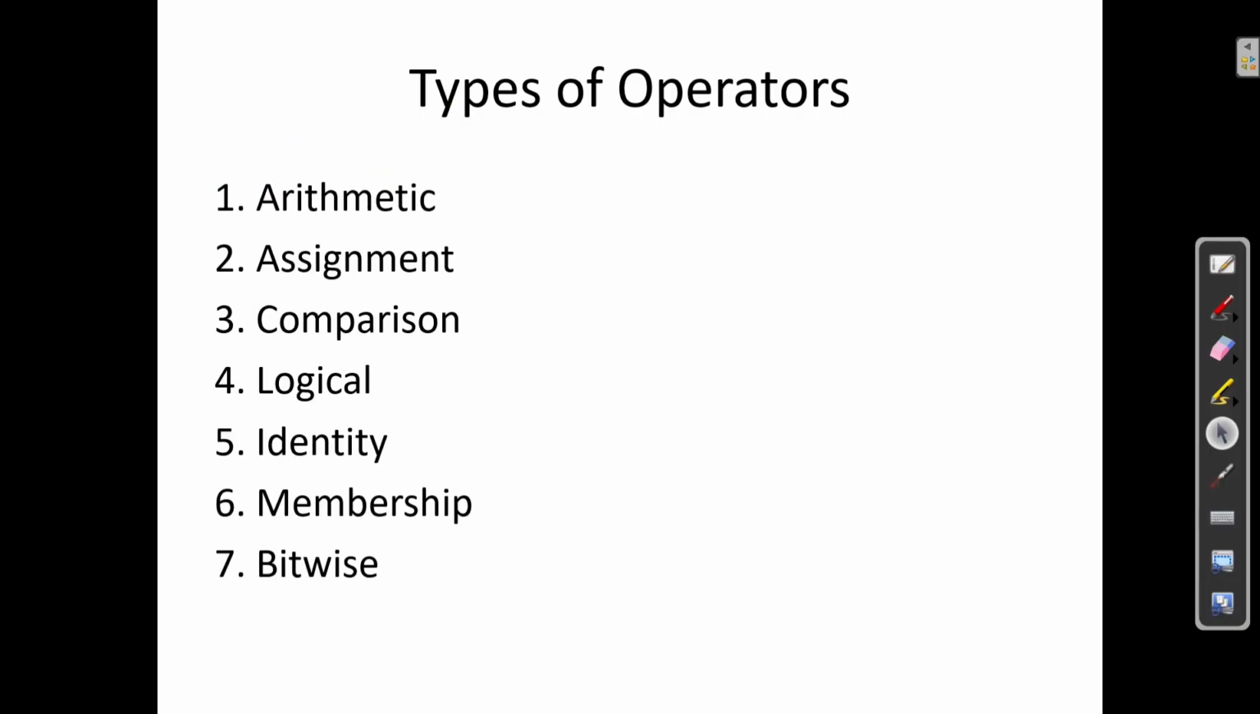As I said, in Python we don't need only mathematical calculations. We need many more things, like comparing something, assigning something, and some logical expressions. So for different things, there are different operator types. First of all, we have arithmetic, assignment, comparison, logical, identity, membership, and bitwise operators. Now we will see all of these operators one by one.